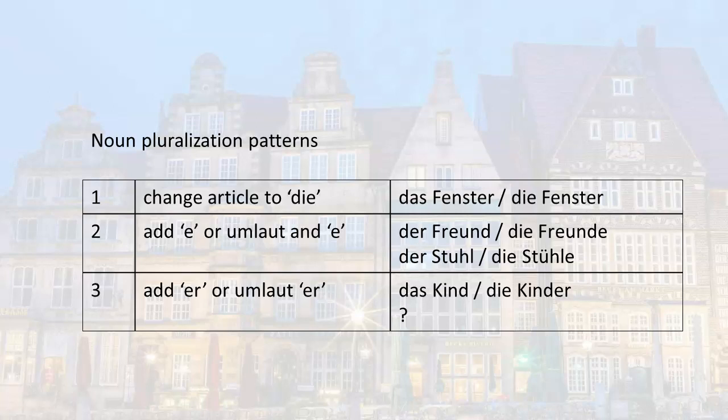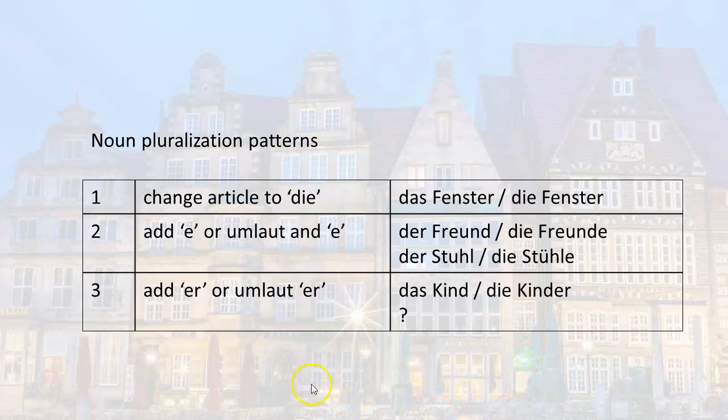In this lesson, we are going to continue learning how to make nouns plural in German. In previous lessons, you learned the first pattern, where you simply change the article to die. So das Fenster, the window, becomes die Fenster, the windows. The second pattern, you add an E. Der Freund becomes die Freunde. Or you add an umlaut and an E. So der Stuhl, die Stühle. So add the umlaut here and then add the E. And we learned the first part of pattern 3 where you add an ER, das Kind, die Kinder.